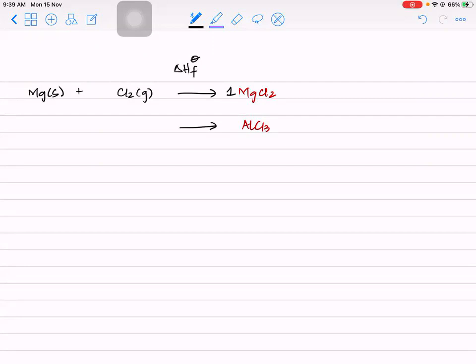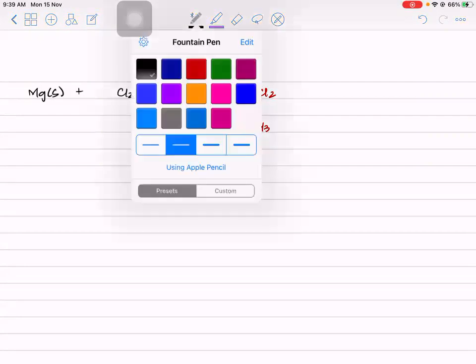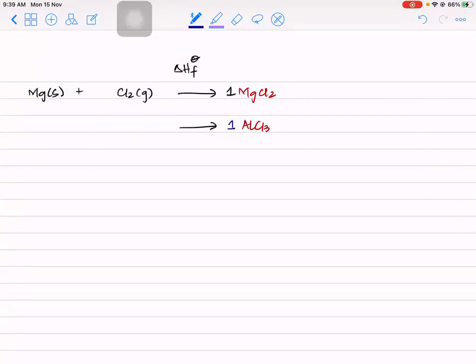Is this clear? Let's see AlCl3. How much AlCl3 should you make? 1 mole. From its constituent elements, which are aluminum solid and chlorine gas. Now, how many chlorine do we have on the product side? 3. How many do we have on the reactant side? 2. So what will be put here? 3/2. Clear? And it is balanced. Does this make sense? So this right here is enthalpy change of formation, where 1 mole of anything is formed from its constituent elements in their standard state under standard conditions.